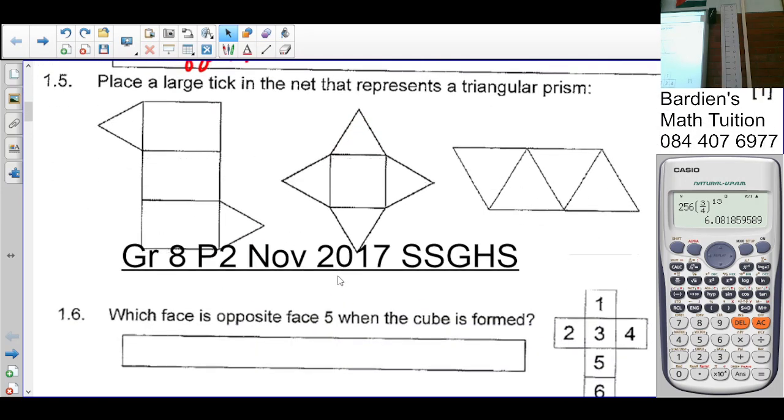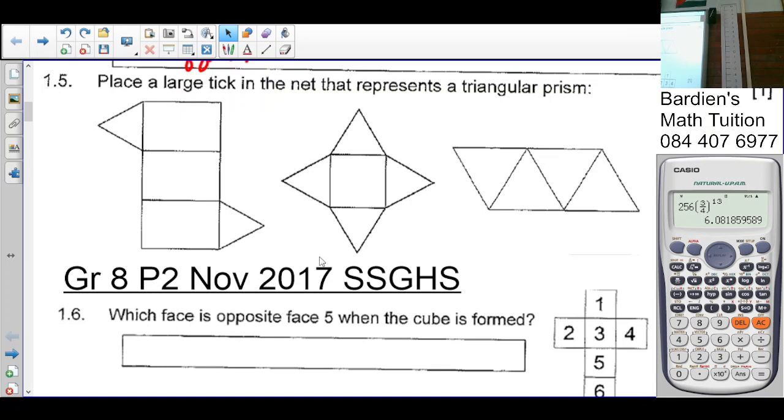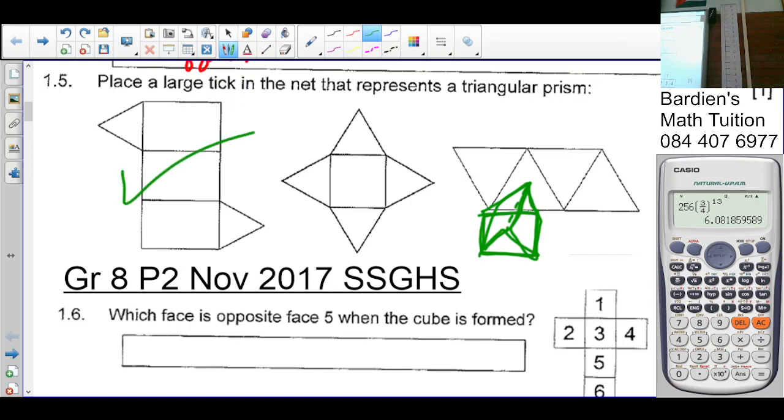1.5. Place a large stick in the net that represents a triangular prism. Now a triangular prism looks like this, no? We didn't do prisms with you yet, but which one is it going to be? Of course, it's going to have 3 rectangles, as you can see here, and 2 triangles. So it has to be that one.